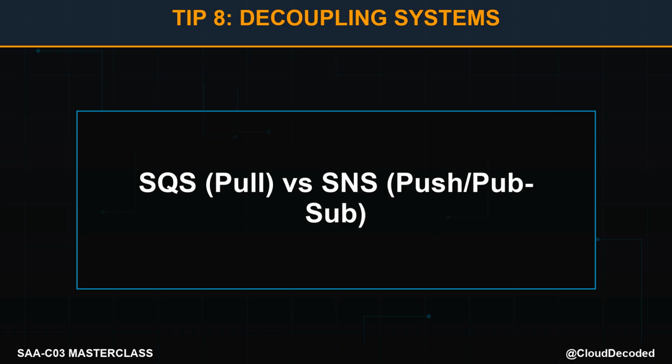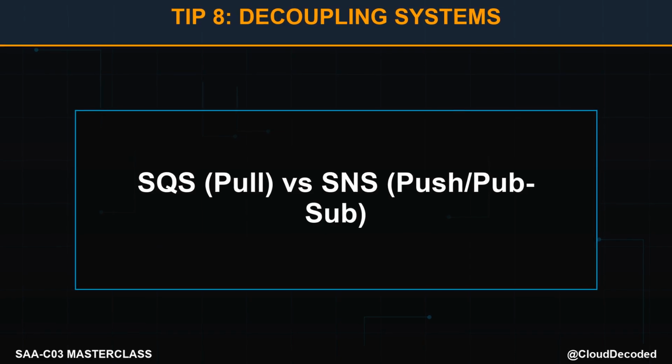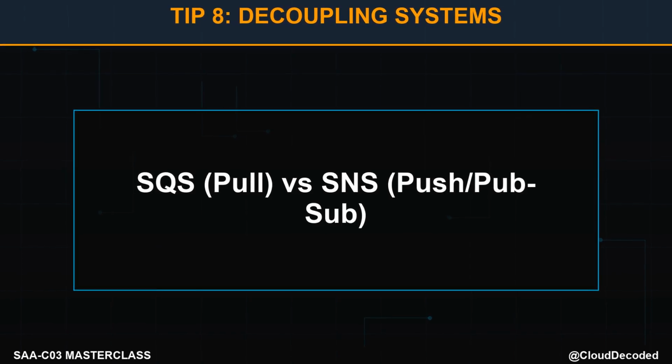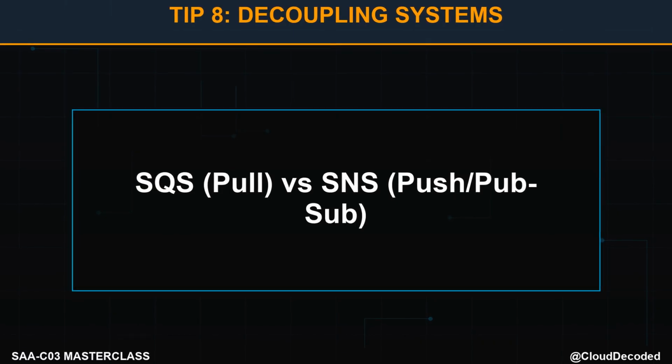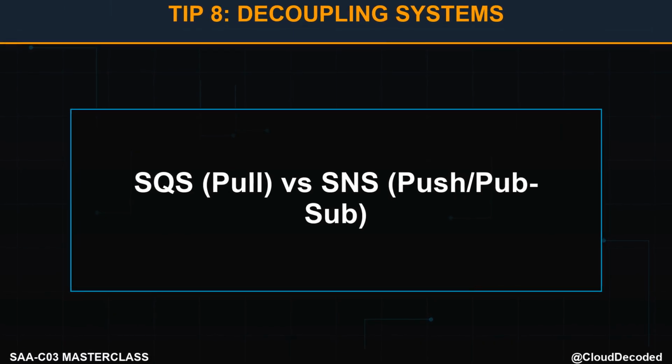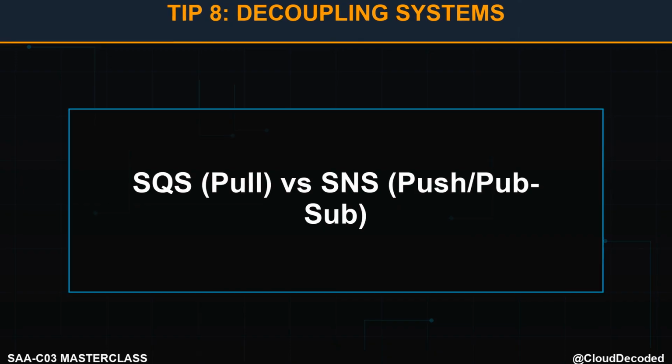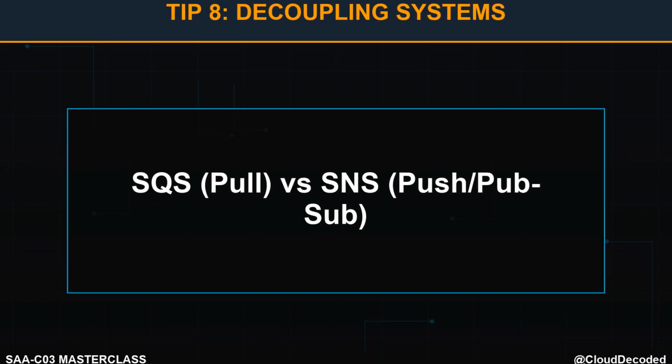If you need to trigger multiple actions from one event, like sending an email and starting a Lambda function, use SNS to fan out the message. Decoupling makes your system resilient to spikes in traffic.